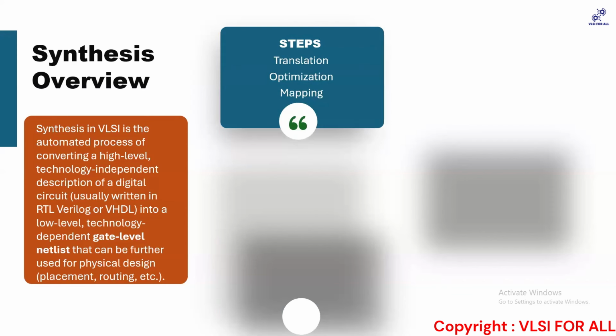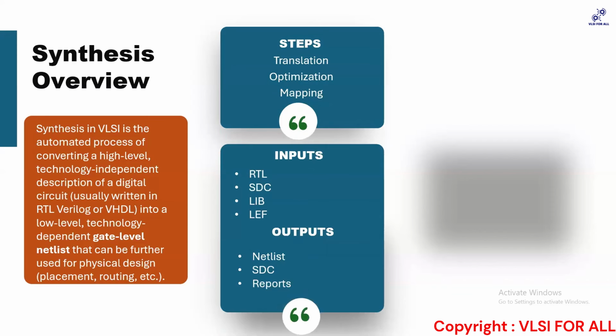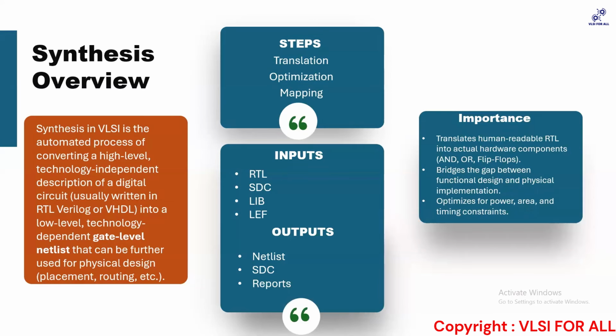We looked at what the main basic steps are, which are called translation, optimization, and mapping. What are the different inputs and outputs we have? And then what is the importance? Why did we do this, right? Because we want to make the VLSI world understand it only in terms of gates, wires, transistors. It doesn't understand the operation you have written, what is plus, what is ampersand, what is OR.